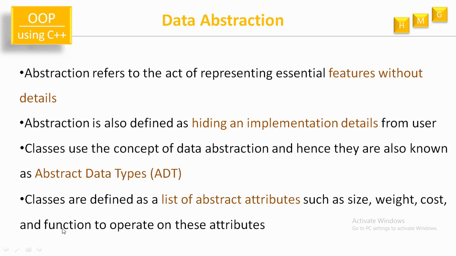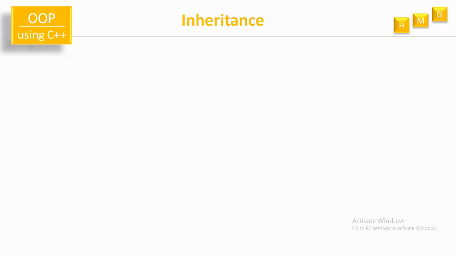So size, weight, cost are the attributes, and the operations that will be performed on size, weight and cost will be the functions. Whenever we are defining classes, it is defined as a list of abstract attributes. Abstract means at the time of definition, these attributes do not represent any details or any value. They are at an abstract level. So this is the concept of data abstraction.